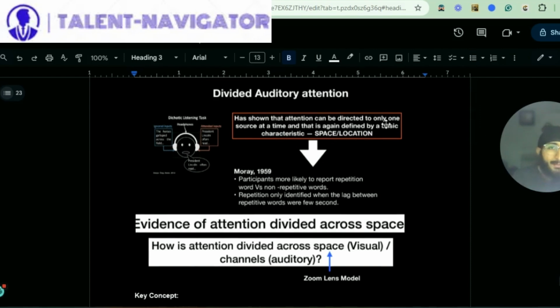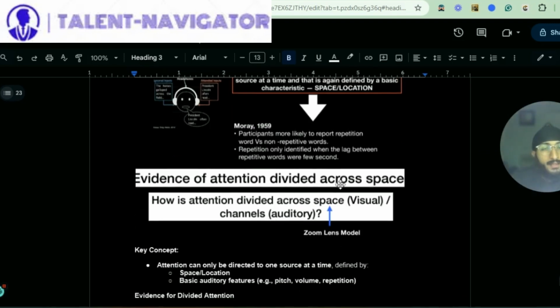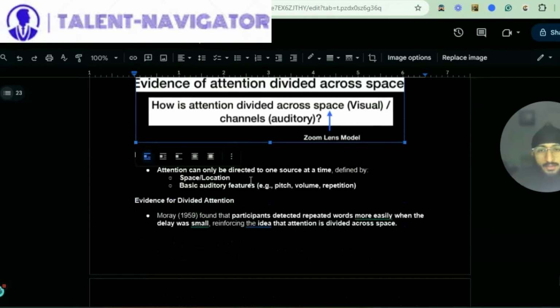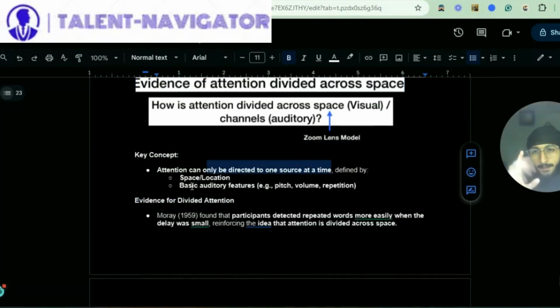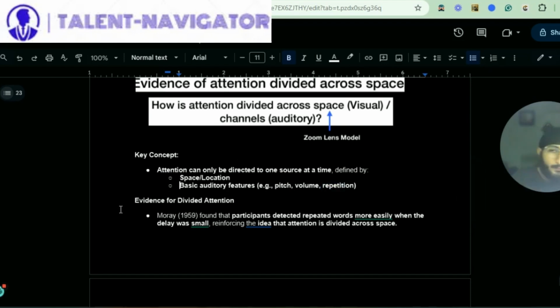Moray shows that attention can be directed to only one source at a time, and that is again defined by a basic characteristic: space or location. Evidence of attention divided across space. How is attention divided across space? Visual, flash channels, auditory, zoom lens model. So key concept: attention can only be directed to one source at a time, defined by space or location, or basic auditory features like pitch, volume, repetition, etc. Or amplitude, right?